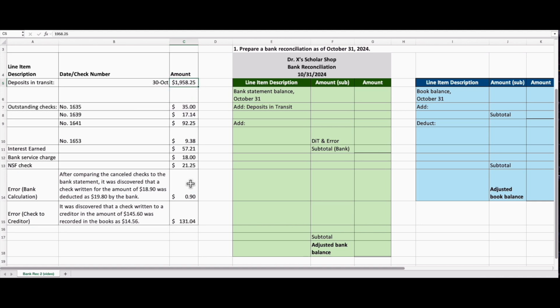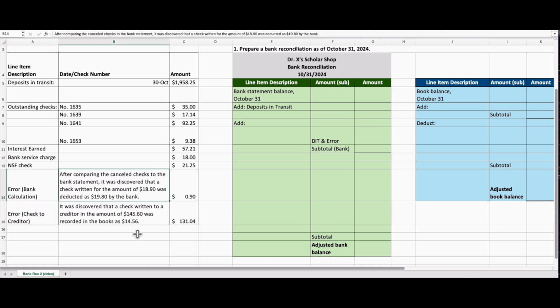There was one deposit in transit. There were four outstanding checks. There was some interest earned. On the bank statement, there was a bank service charge. There was an NSF check. And then I just wrote these descriptions myself.